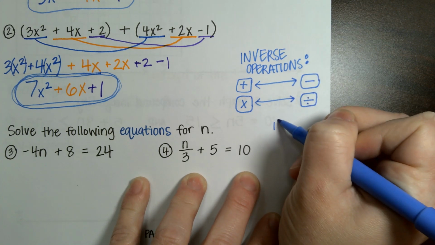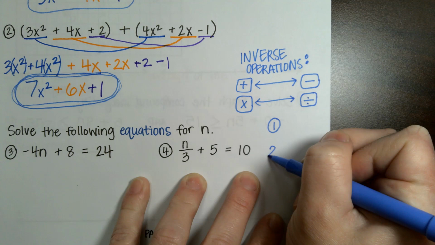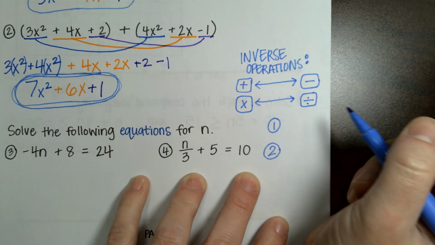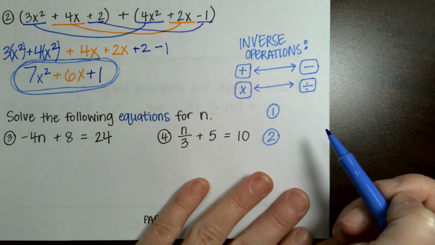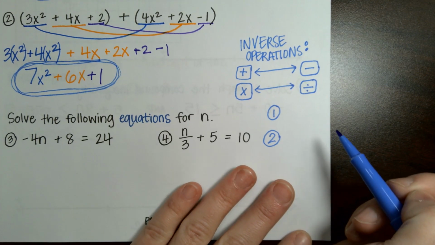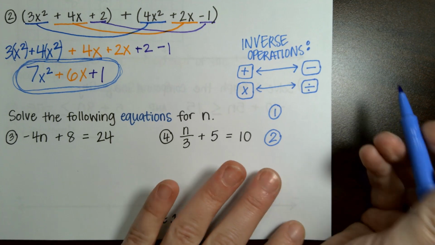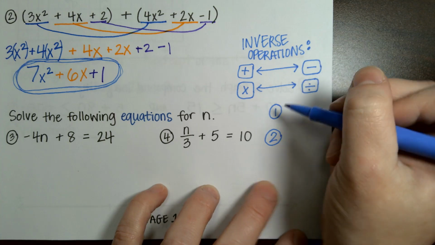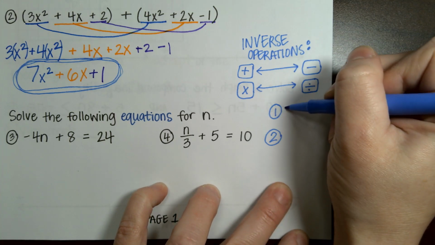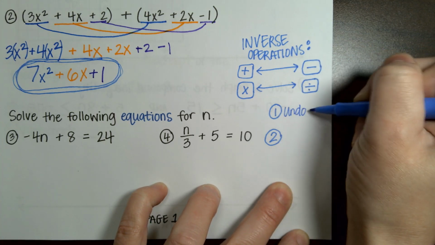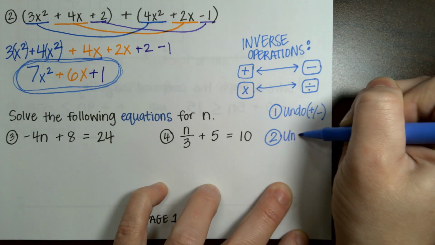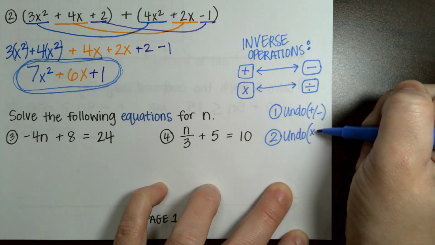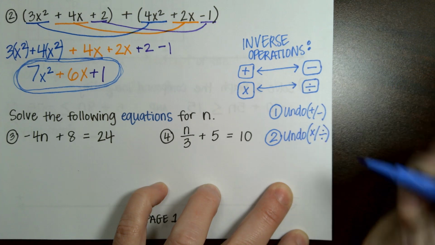And then what order do we do things in if there's no exceptions, like parentheses? So left to right, good. Now, do we do addition and subtraction first or multiplication and division first? Addition and subtraction. Yes, remember we're doing our order of operations opposite too. So first we undo addition and subtraction. Second, we undo multiplication and division.